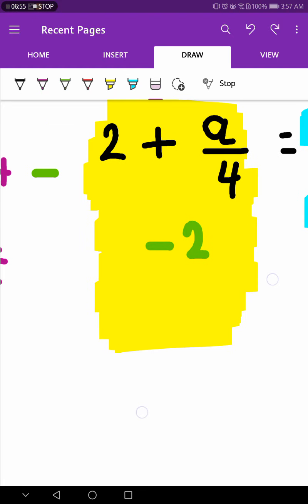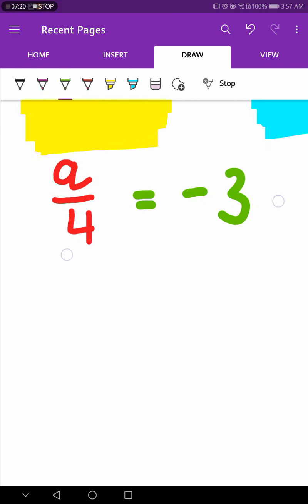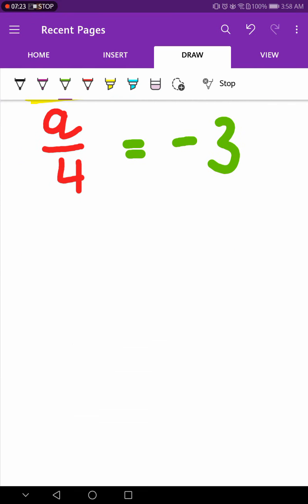Now the a over 4 comes alone, and what do you get here? I get -1 minus 2. The grocery wants from me 1 real, and another grocery wants from me 2 real. So the answer will be -3, or 3 real owed to the grocery. Now I have a new equation here, an equation that needs one step to solve.